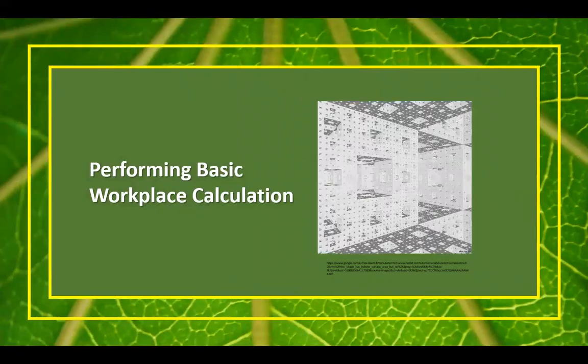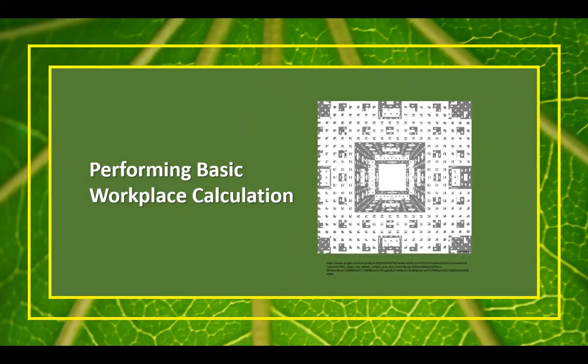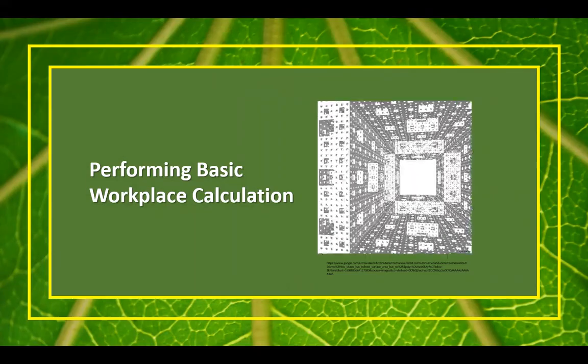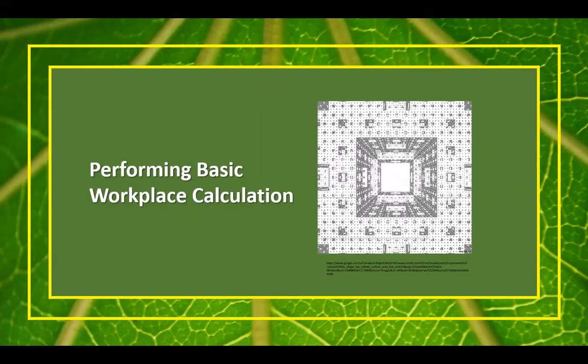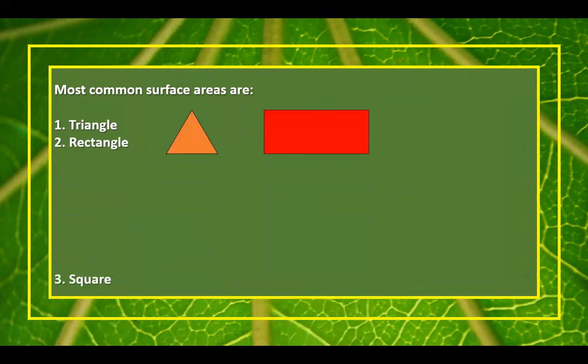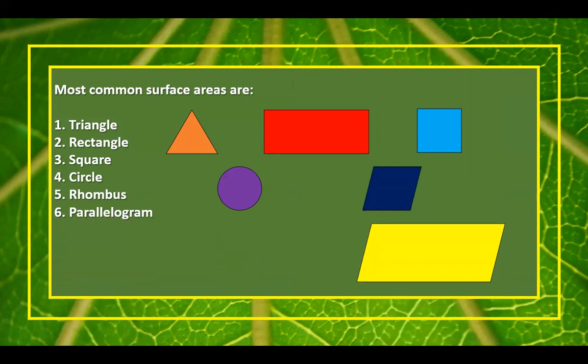So that's how we estimate and calculate the different problems. Okay, so let's talk about now performing basic workplace calculation. So we have most common surface areas, which are the first one, we have the triangle. Second, we have rectangle. Third, we have the square, circle, rhombus, parallelogram, and the last, we have trapezoid.